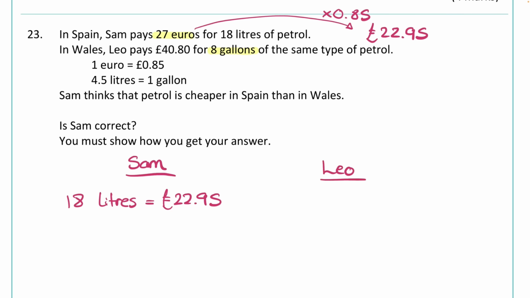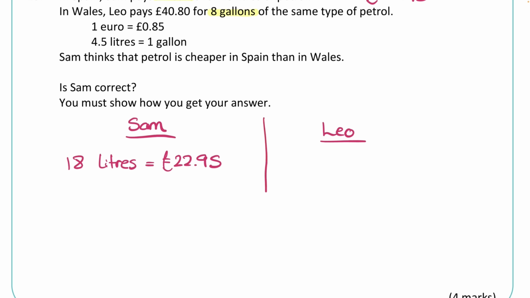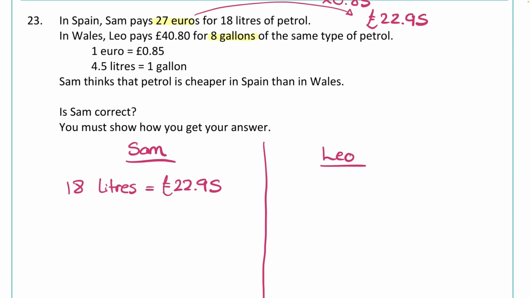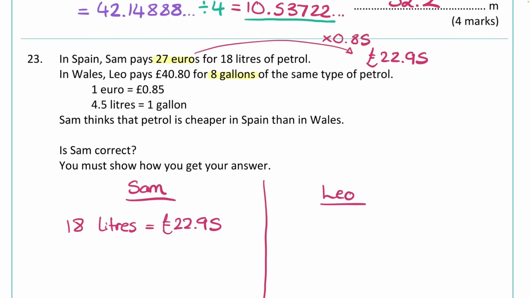And when I'm making comparisons like this with a Best Buy, I do like to split the page, keep them both separated, and then I can make a good comparison at the end. So for Leo, we already have the money in pounds. We just need the gallons to become litres. It says that 4.5 litres is 1 gallon. So for 8 gallons, we'll times that by 4.5. And 8 times 4.5 is equal to 36. So that's 36 litres. Now we can write that down.